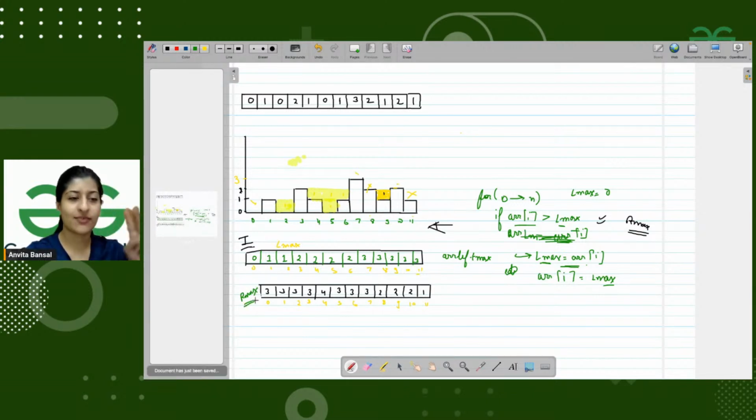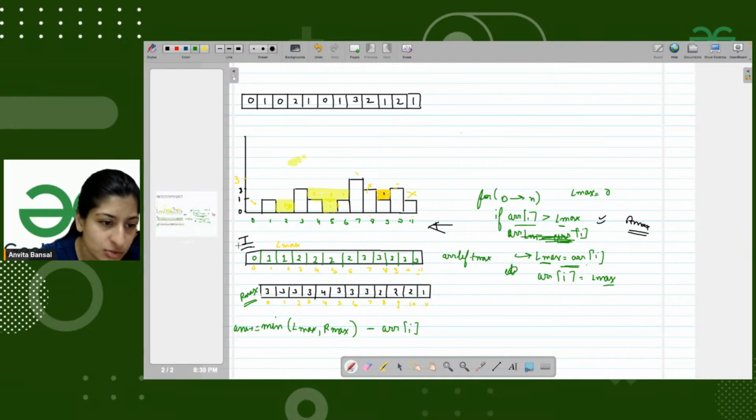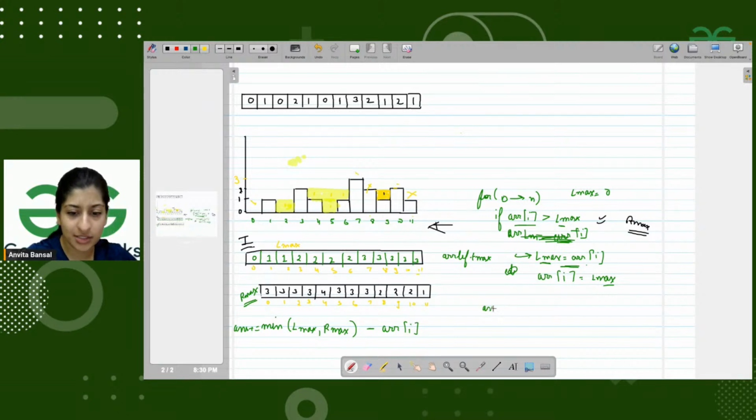For every index, if I have L max and R max, I can easily find the min of L max and R max, and then subtract my own height, that is ARR of I, right? And add it to your answer, whatever answer you are keeping, in which you are storing the amount of water that you can store. Just simply add that value to it, and that would be your answer. So basically, if you check at 0th index, what is the min? That is 0. What is the ARR of 0? That is 0. So water answer will be 0 at this position.